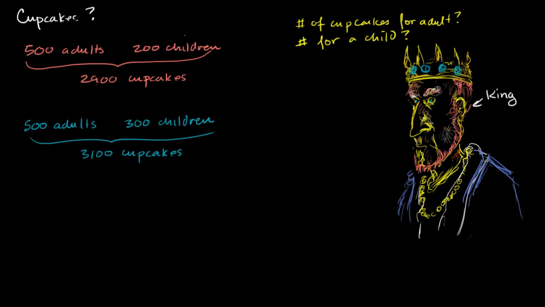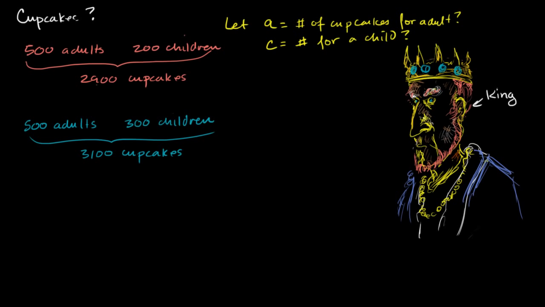Let's define some variables that represent those things. So let's do A for adults. Let's let A equal the number of cupcakes that on average each adult eats. And let's do C for children. So C is the number of cupcakes for a child on average. So given that information, let's see how we can represent what the king has told us algebraically.